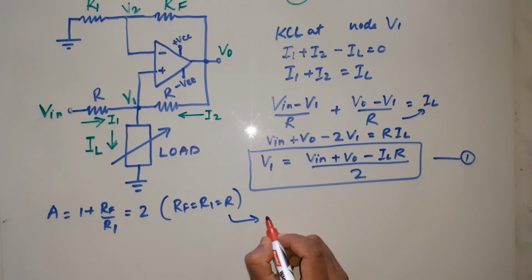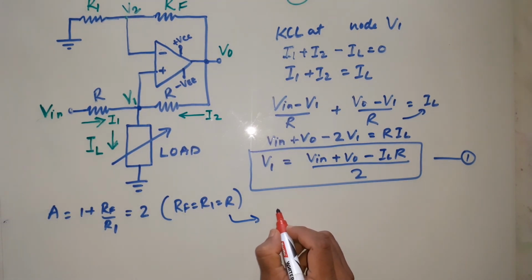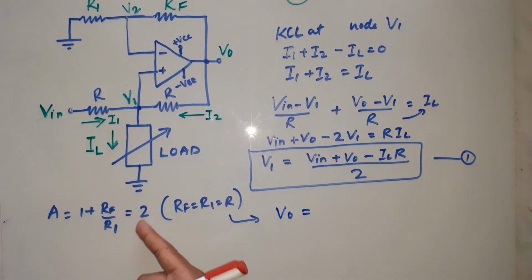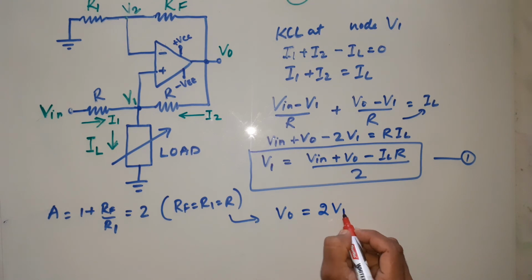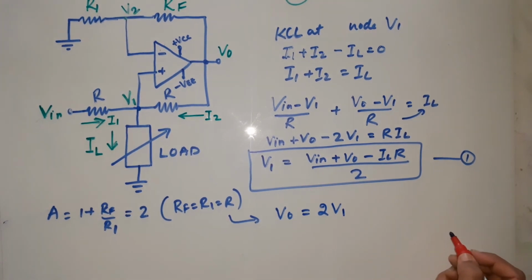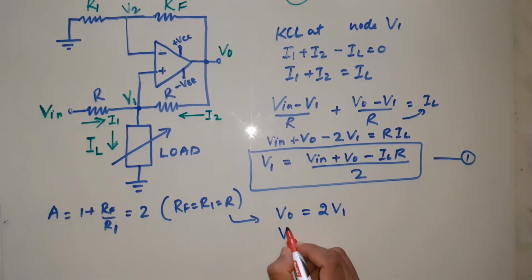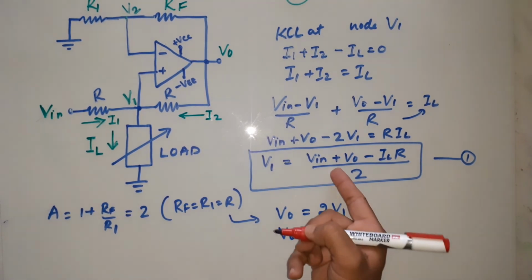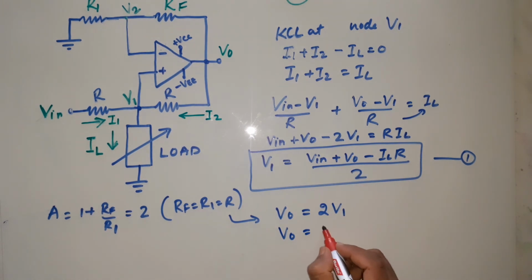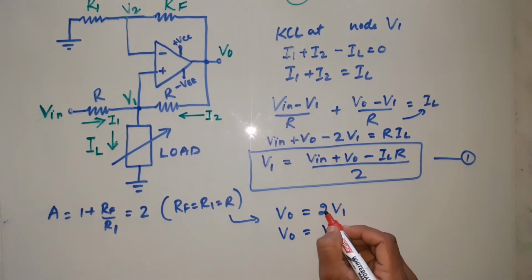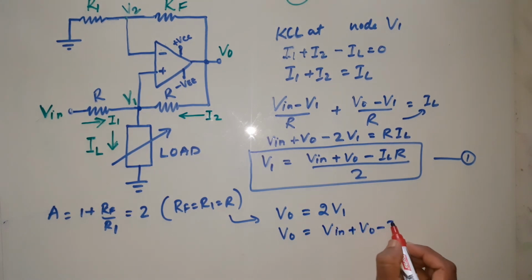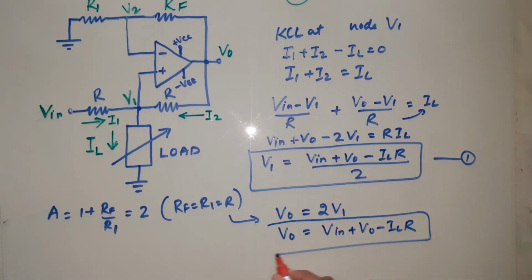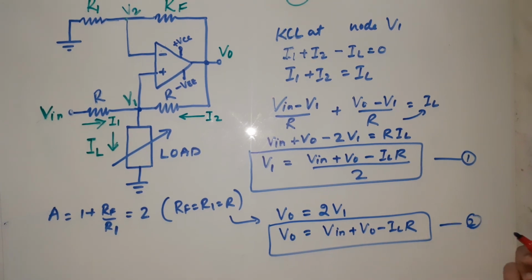Alright. Therefore, what will be our output? This leads to your output voltage being, if gain is 2, 2 times your input, isn't it? Therefore, we have V0, we have V1. What is V1 equal to this? So if I substitute here, this 2 and this divided by 2 get cancelled. You are remaining with V in plus V0 minus IL into R. Right? This is your V0.